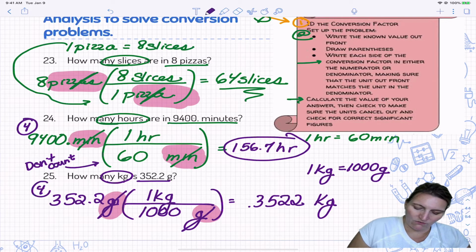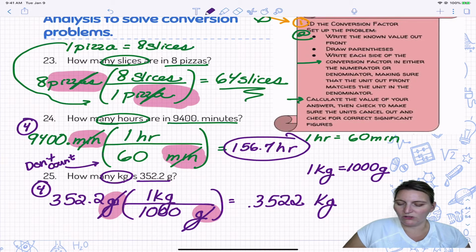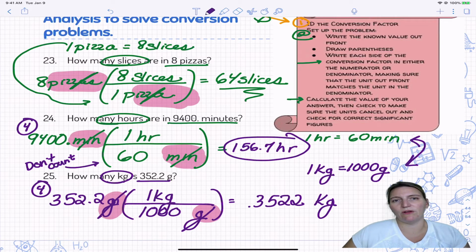And then I look at 4 significant figures. The metric, right? Both of these don't count for significant figures. Why? Because we defined a kilogram as being 1,000 grams. There's no instrument that was used to measure that, so therefore they have an infinite number of significant figures. So 352.2 grams has 4, so my answer, 0.3522 kilograms, also has 4.